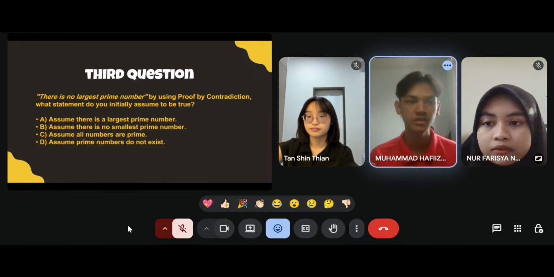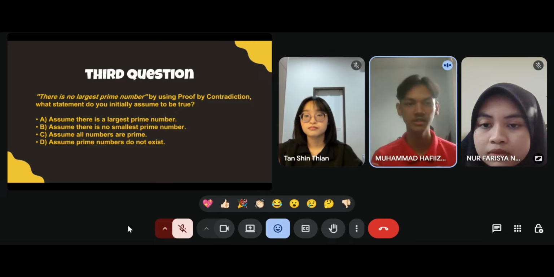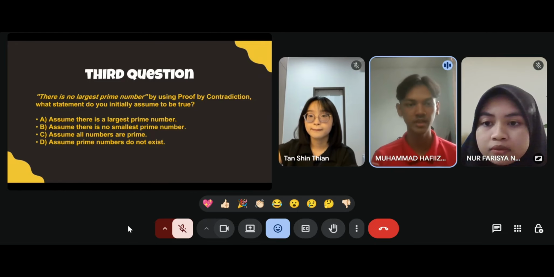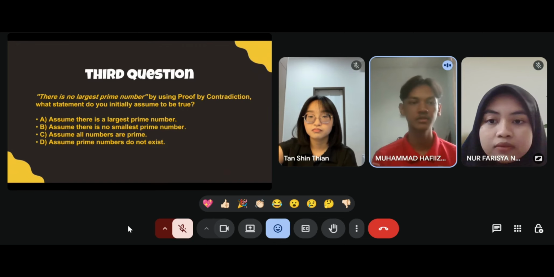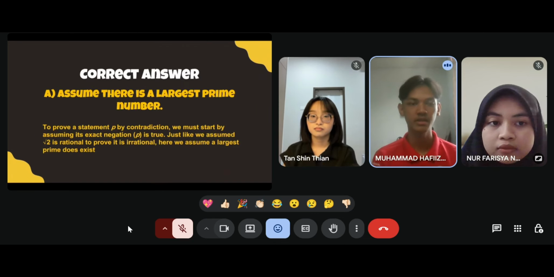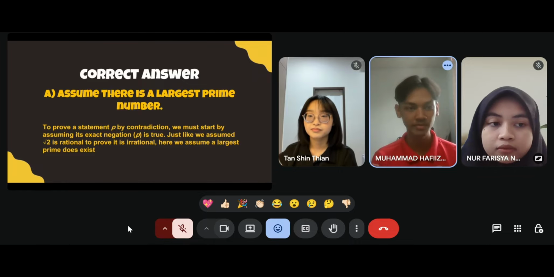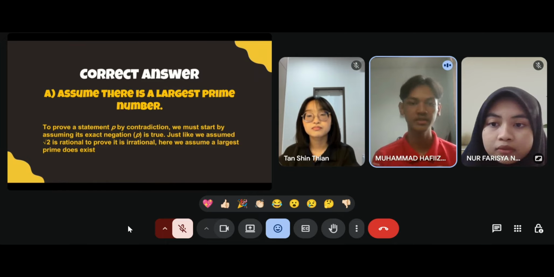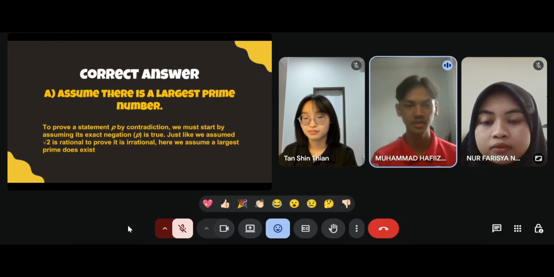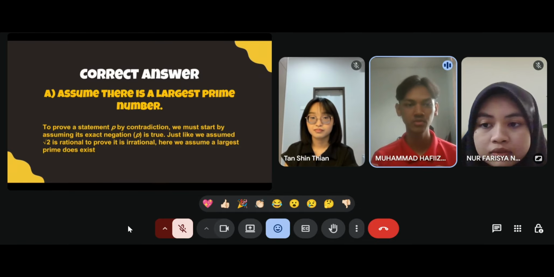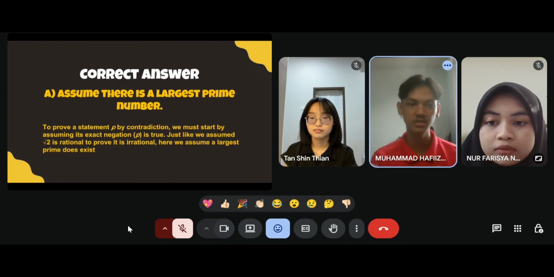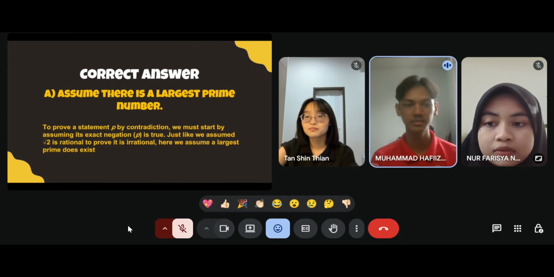For the third question, the statement: there is no largest prime number. By using proof by contradiction, what statement do you initially assume to be true? A, assume there is a largest prime number. B, assume there is no smallest prime number. C, assume all numbers are prime. And D, assume prime numbers do not exist. So the answer is A, assume there is a largest prime number. To prove a statement P by contradiction, we must start by assuming its exact negation, not P, is true, just like we assume square root 2 is rational to prove it is irrational. Here, we assume a largest prime does exist.